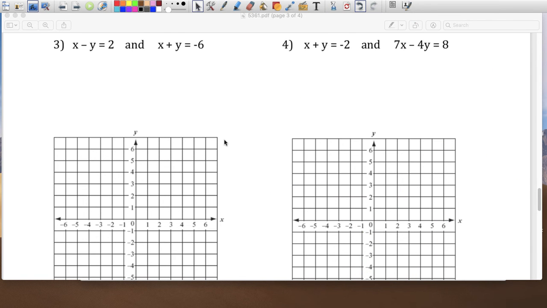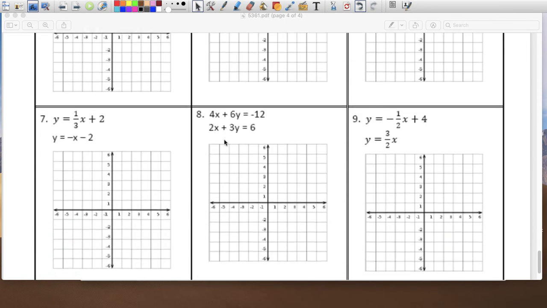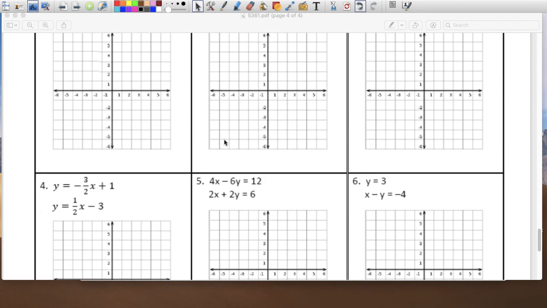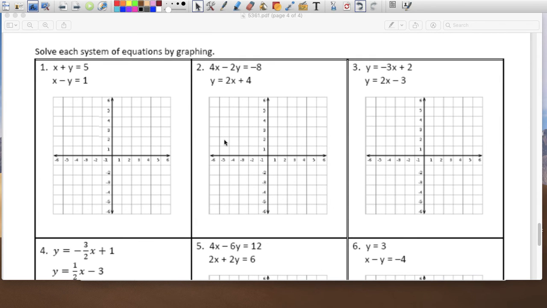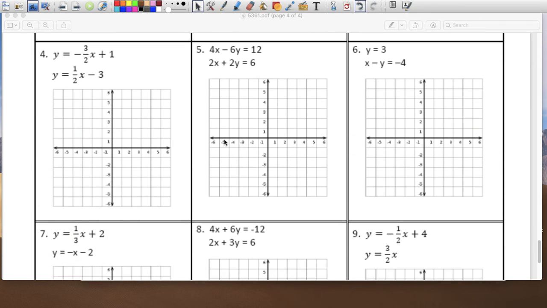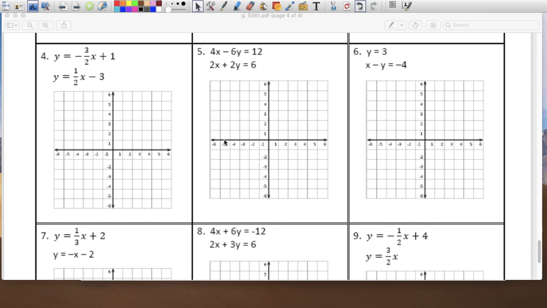I'm going to look over the next page. I know there's quite a few, not that many, but see if there's any of interest. Let's do number 4. So number 4, there's nothing to do in terms of rewriting the equation. Both of them are in terms of y. So let's look at the first one.